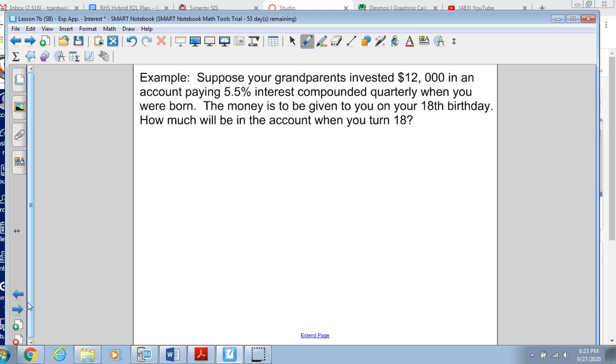Example 1. Suppose your grandparents invested $12,000 in an account paying 5.5% interest compounded quarterly when you were born. The money is to be given to you on your 18th birthday. How much will be in the account when you turn 18? Okay, so we're going to use this formula: FV equals P times 1 plus R over N to the NT power.